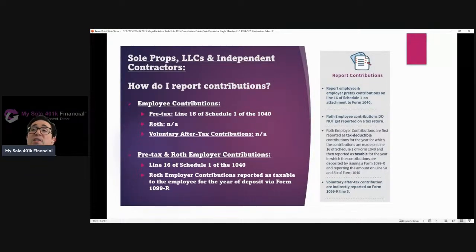for a business that's taxed as a sole prop, like an LLC taxed as a sole prop, or an independent contractor who reports their income on Schedule C. If it's a Roth or voluntary after-tax contribution, a voluntary after-tax contribution is a type of employee contribution, there's no place to report it for a business that's taxed as a sole proprietorship. Now, if it's an employer contribution, remember, that was that open question for those Roth employer contributions, but it was answered by IRS Notice 2024-2.